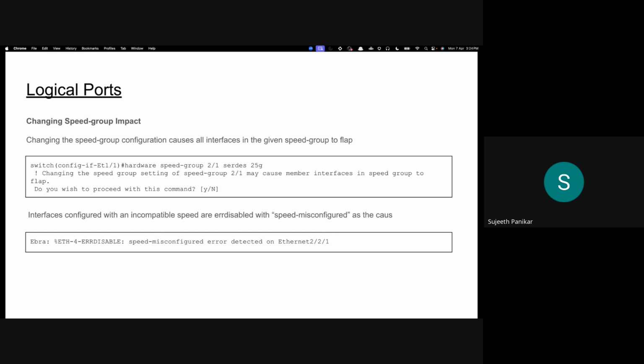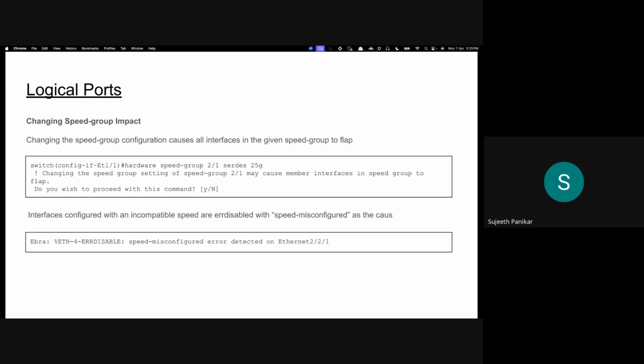These are very similar to what you would see in TH3 or TH4, where changing the hardware speed group will cause all the interfaces to flap. And in the second case, if you want your front panel interface to run at a specific speed, then the SerDes also needs to support that speed. If it does not, then you will see a speed misconfigured error, which also means that to correct this, you will have to go and change the SerDes speed. Only then it can support the front panel speed. So same like your TH3 and TH4.